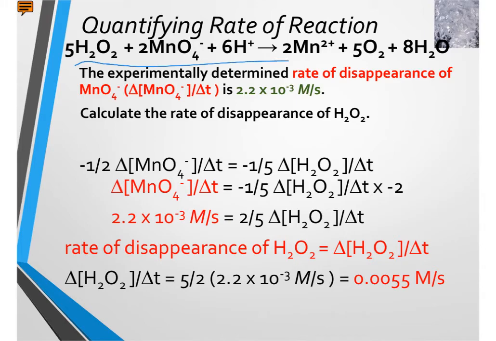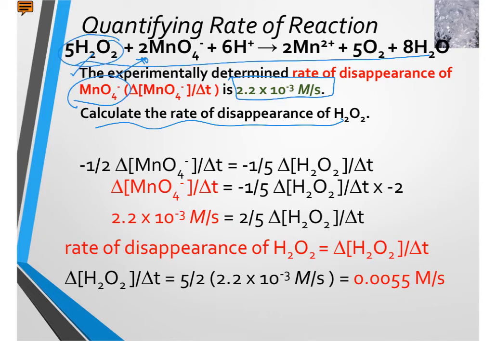Here's the reaction we're looking at and the information they gave you. They said the experimentally determined rate of disappearance of permanganate ion, that's right here, it's a reactant, is right here. Calculate the rate of disappearance of hydrogen peroxide, H2O2. So let's go ahead and set that up.